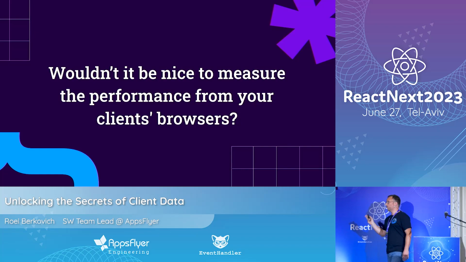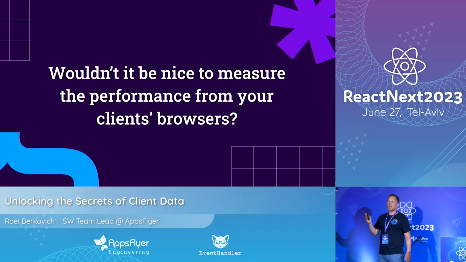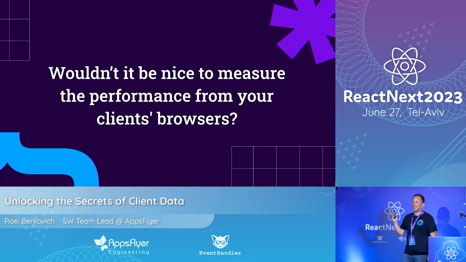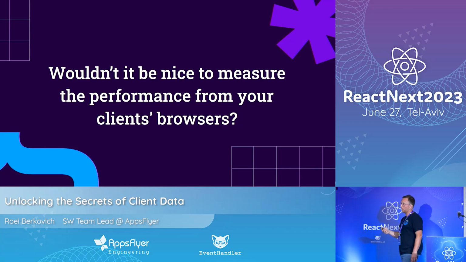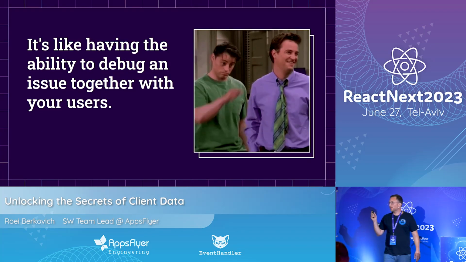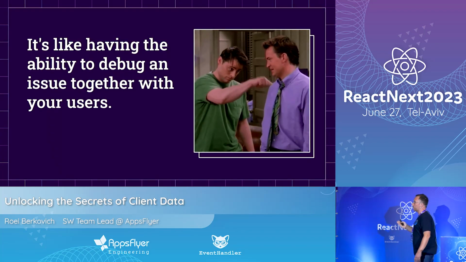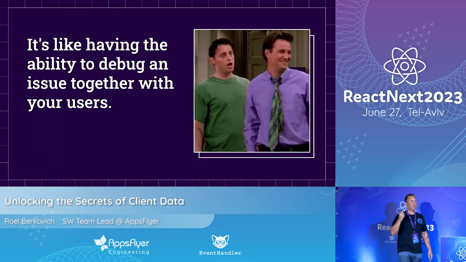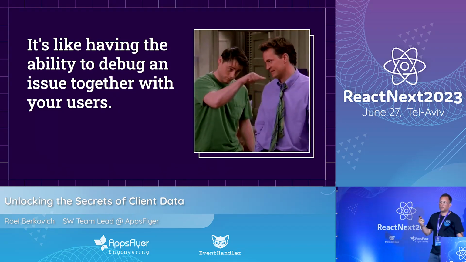And because performance is relative and it's hard to measure, the best way to measure it will be directly from our client's browser. And that's what we want to achieve here. It's like having the ability to debug an issue together with our user. It's like seeing their dev tools open while investigating a bug.